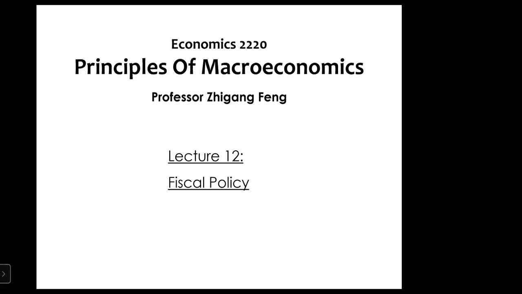So that's what we have learned so far. Now in this module, we are going to see how the government can intervene. The government can intervene through two types of policy. The first one we are going to learn is fiscal policy. So this is in this module.